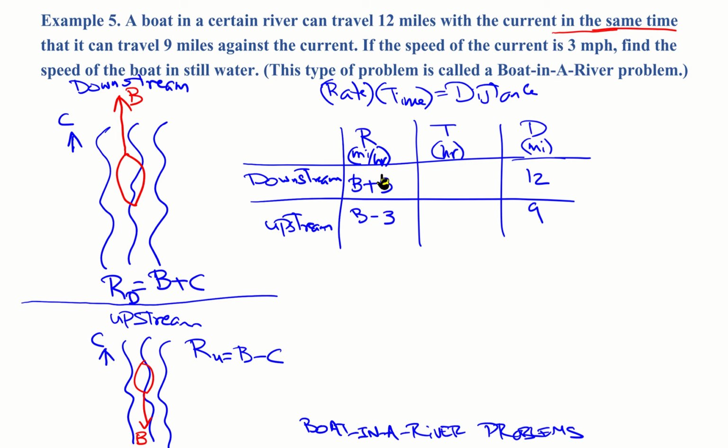Now, just looking at this scenario, we know that the time going downstream is going to be, remember, rate times time equals distance, right? So that means time equals distance divided by rate, if we just solve that simple formula for t. So we know that this time here for the downstream movement is going to be 12 over the rate, which is b plus 3. And the time for this upstream movement is going to be 9 over b minus 3.